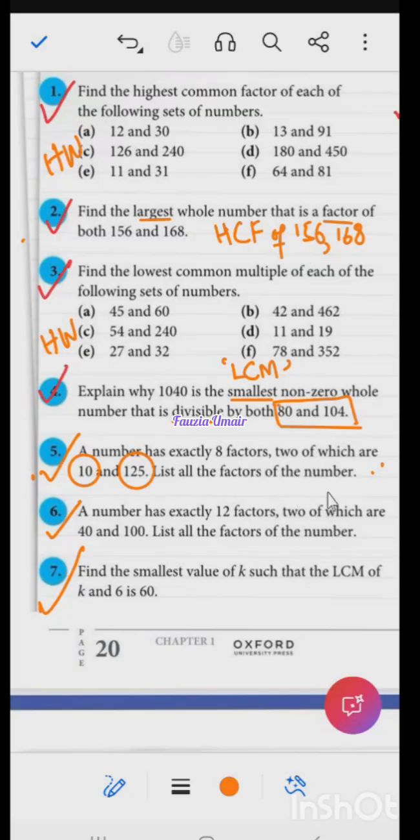Ma'am, ये number हमने निकालना ना. We don't know the number. Do you think the factors are smaller than the number or they are bigger than the number? They are smaller than the number. तो हमने वो number find out करना है. इसका मतलब है जो हमने find out करना है, that is a bigger number. So if that is a bigger number, so then we need to find out LCM.